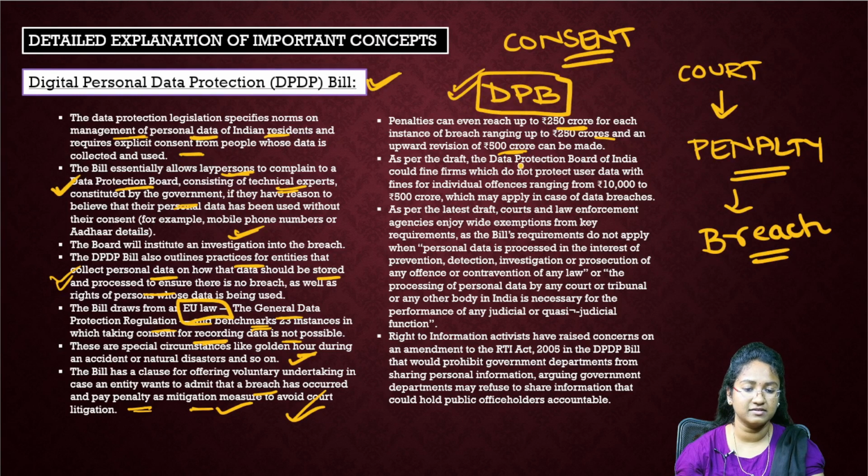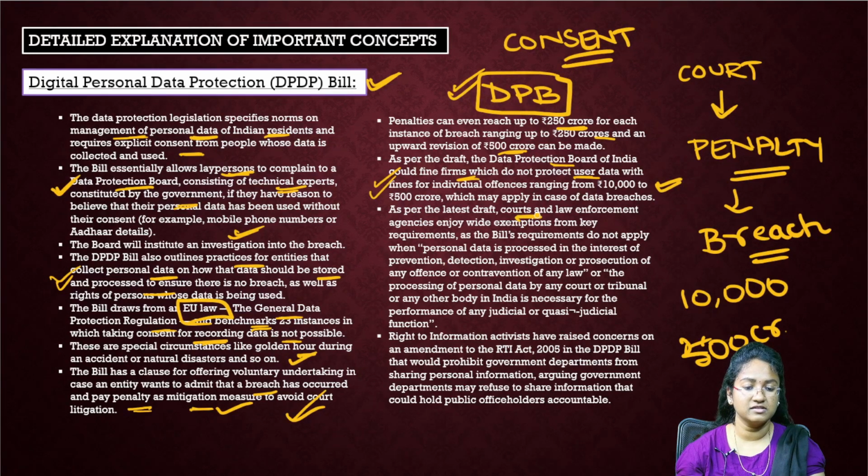And as per this draft, the Data Protection Board of India could fine firms which do not protect user data, with fines for individual offences ranging from 10,000 rupees to 500 crores, right? So if data is breached, there is a penalty right from 10,000 rupees up to 500 crores, right? So this could be the penalty for breach of personal data, right?